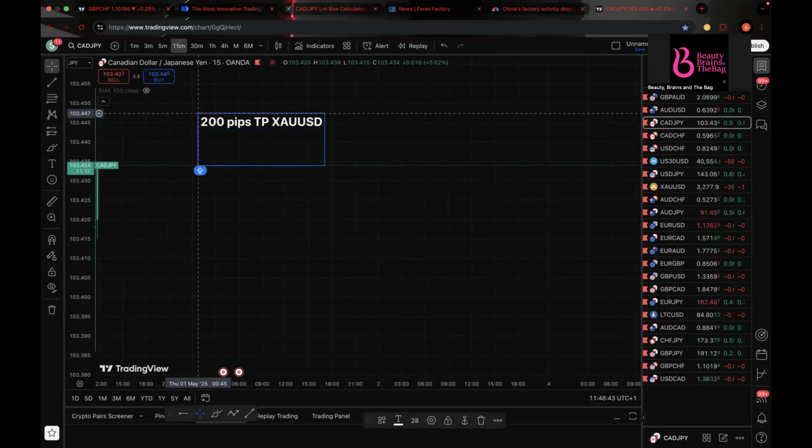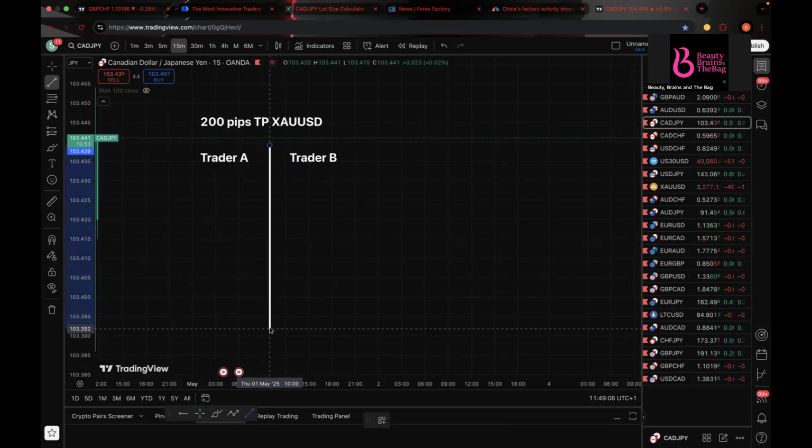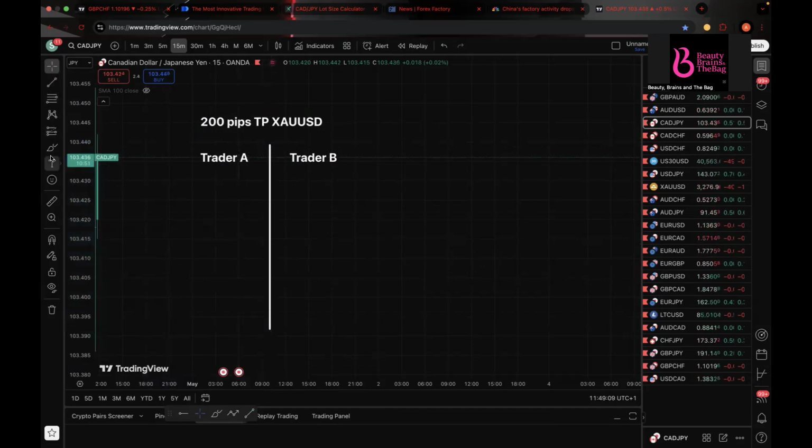But then trader A, and there's trader B. Now trader A is using a stop loss of 100 pips because he does not want his trades to hit stop loss. He doesn't like trades hitting stop loss. So he's using a stop loss of 100 pips.